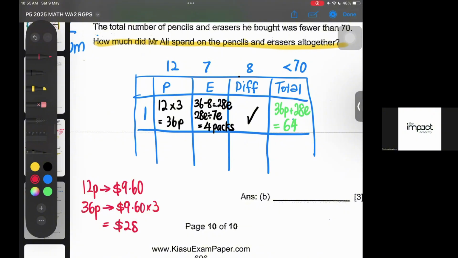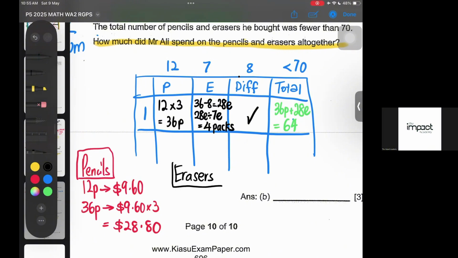$28.80. Okay, so George and Steve, right? Now then, this is for pencils, okay? Alright, I want to then move on to the next one. This is for pencils, very good. I'll just put it over here first. Then we have erasers.